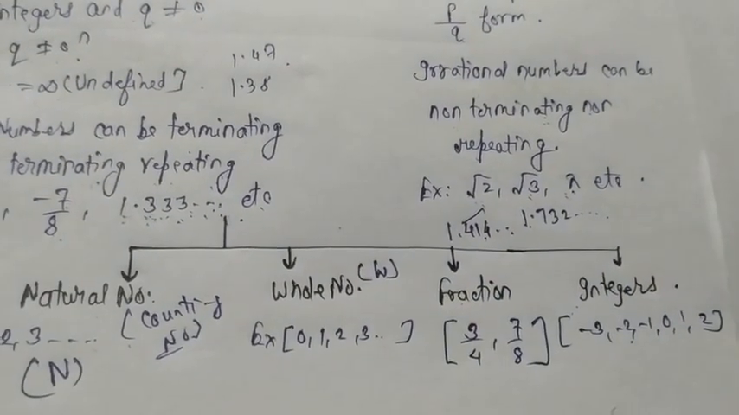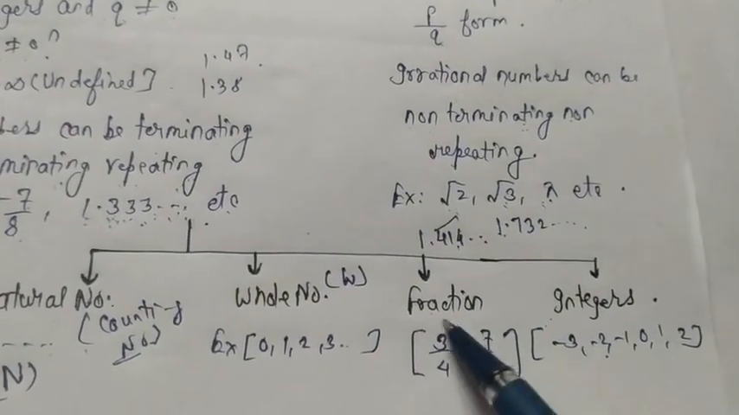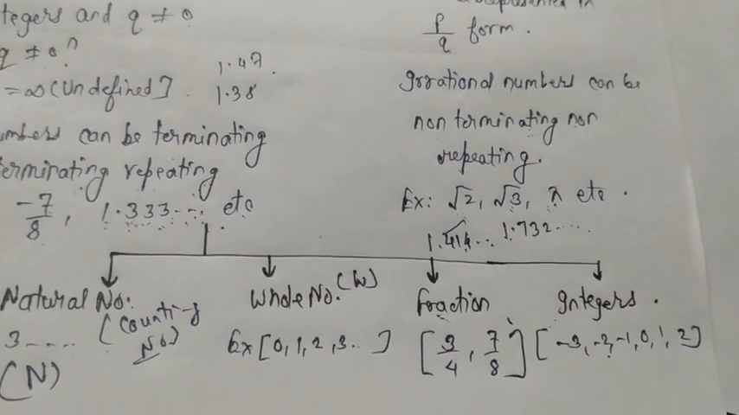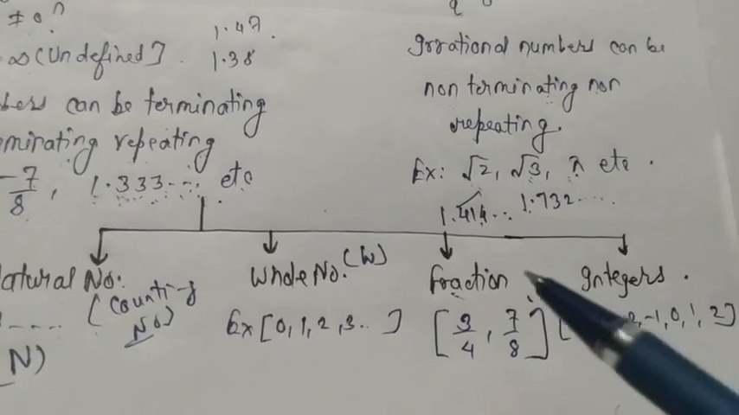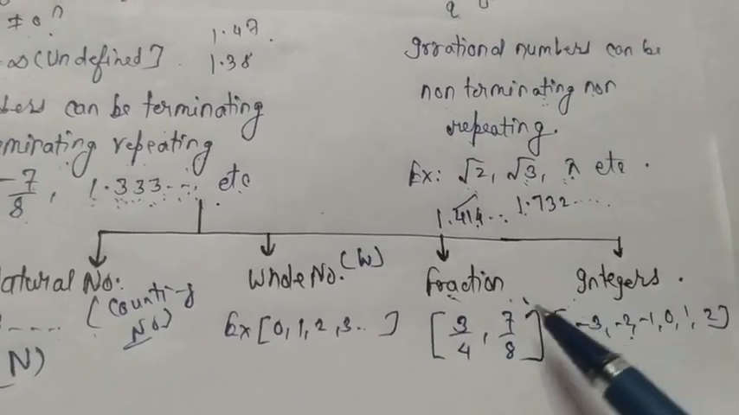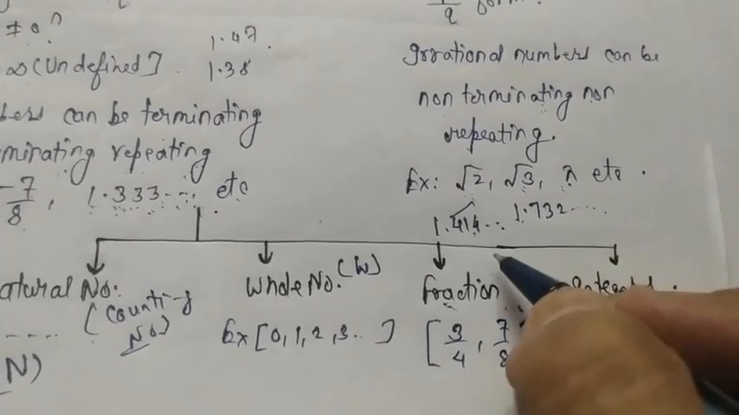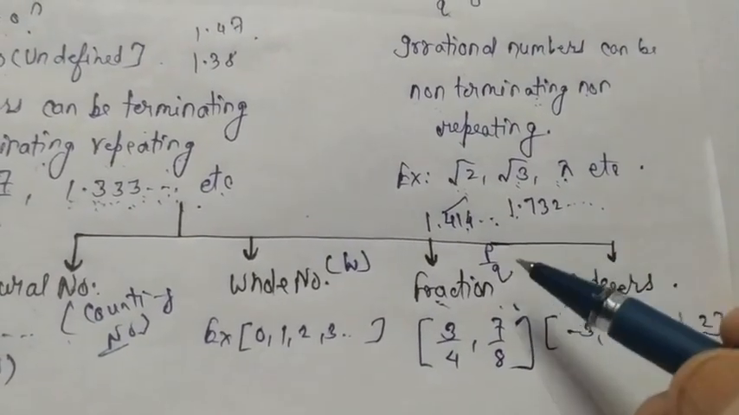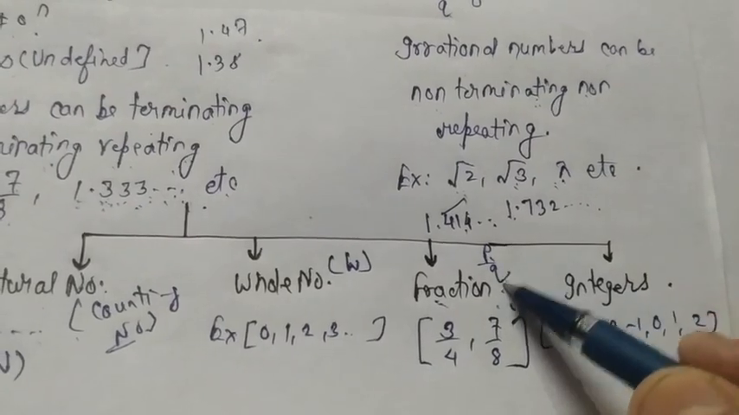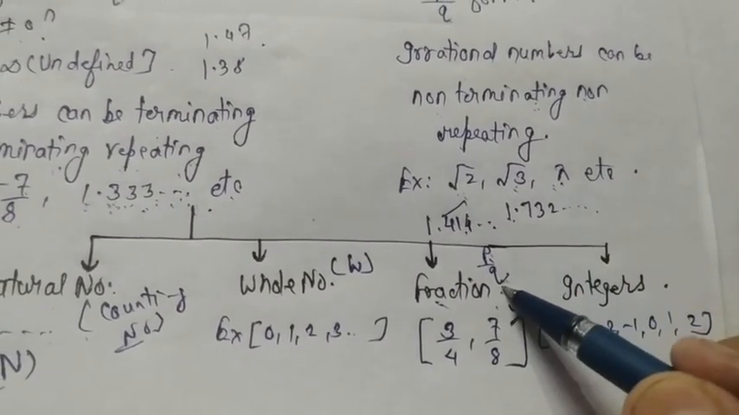Now, fraction. What is a fraction? A fraction is nothing but a part of the whole, and in the case of a fraction we write a number in a particular way, in P by Q form. In this P by Q form, P and Q should always be natural numbers.